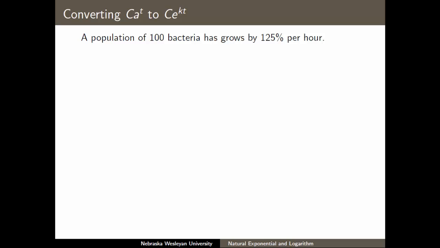I still have the population of 100 bacteria, but this time I have a growth rate of 125% per hour, not the instantaneous growth rate. Since I'm not given the instantaneous growth rate, I need to write it in our original form. So my population can be modeled by the initial value 100 times 2.25 to the power t. This 2.25 growth factor comes from our formula that a growth factor is 1 plus the growth rate. So I used 1 plus 1.25 to obtain the growth factor of 2.25.